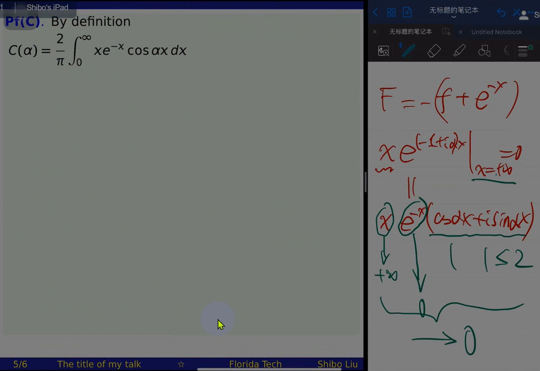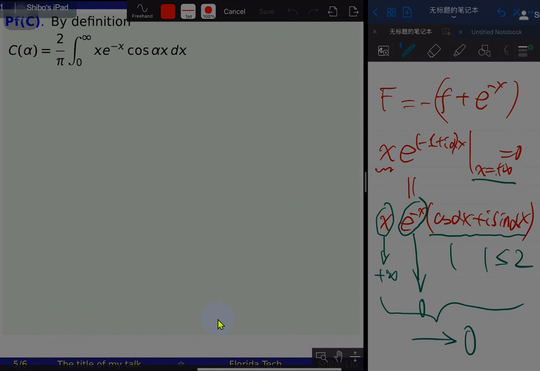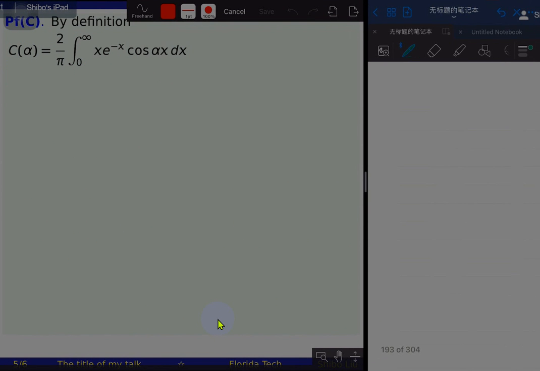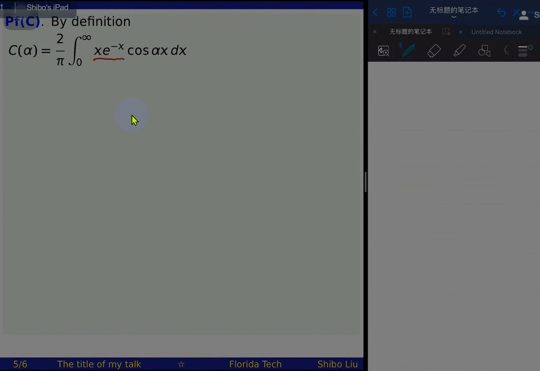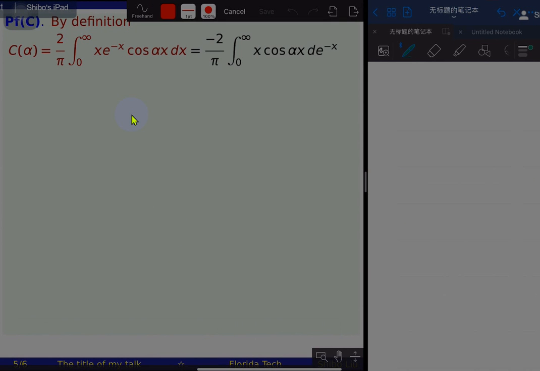Now let's present the third method. The third method is just using the definition. So the Fourier cosine transform of our x exponential of minus x, that is our f(x), by definition is this integral. Now, to compute this integral, we apply integration by parts. We move the exponential inside the differential d, to get d e to the minus x. Therefore, we need a minus sign here. Don't forget the minus sign.